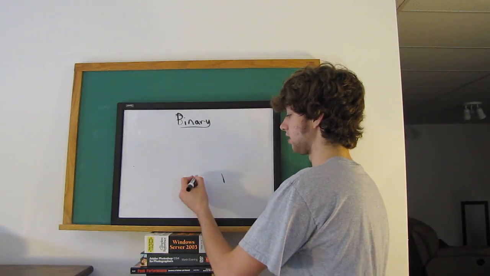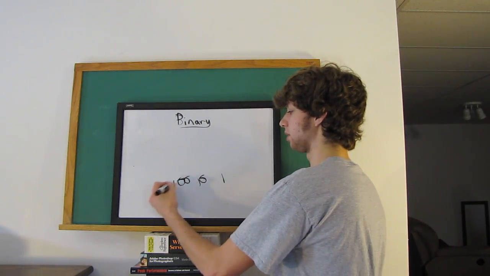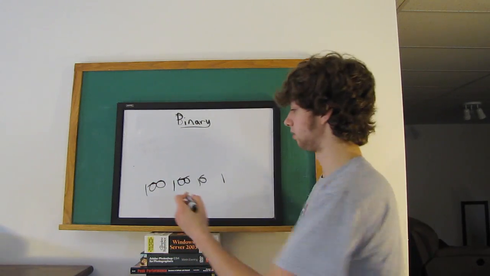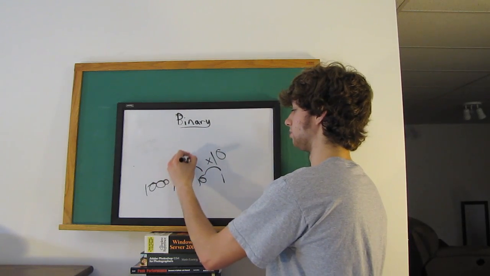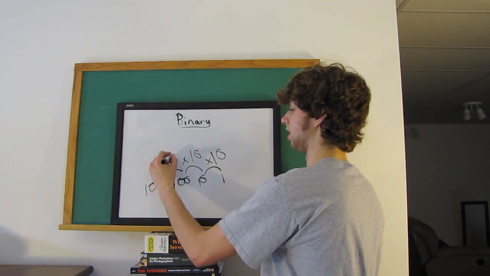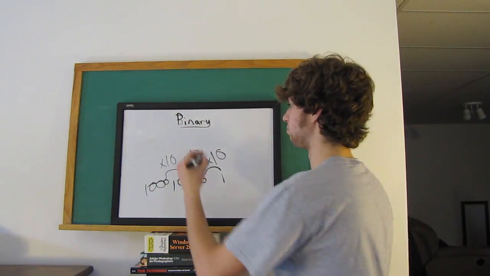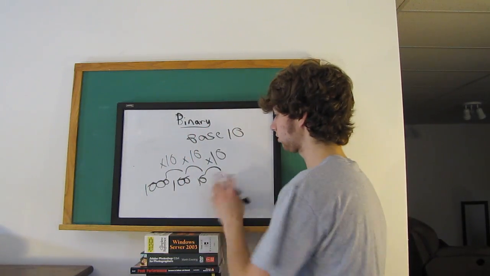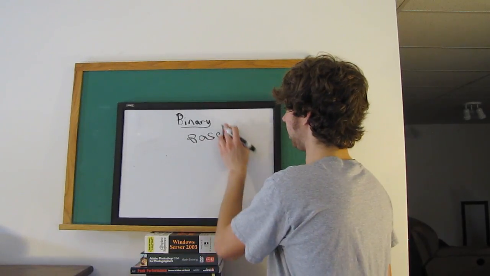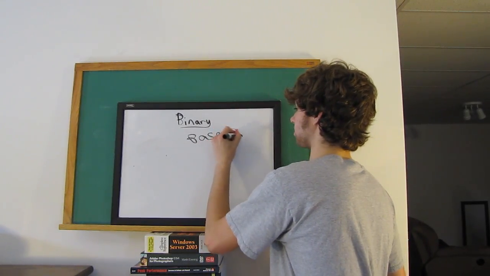So we have the ones place, and then the tens place, and then the 100s place, and the 1000s place. It goes by 10 each time, times 10, times 10. This is because this is a base 10 system. What if we make this a base 2 system?